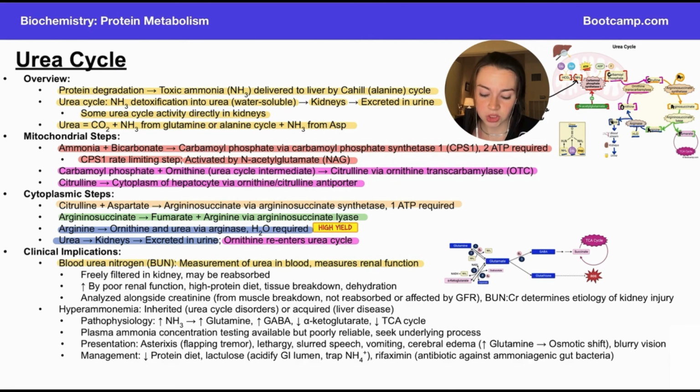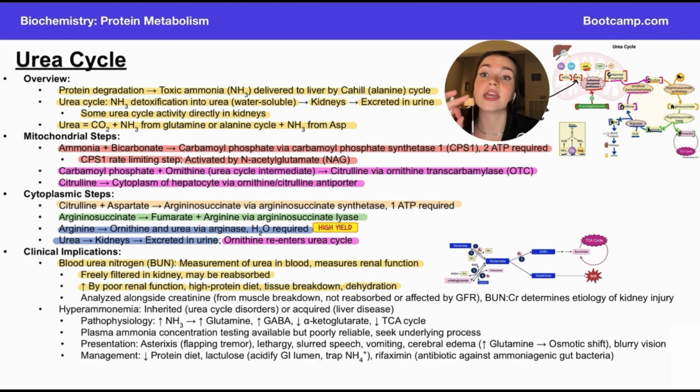Urea is freely filtered in the kidney. It can also be reabsorbed in small amounts. And so BUN is going to be elevated when the kidney is not working and not doing its job. Other causes of elevated BUN can include a high protein diet or tissue breakdown. In either case, you are getting an increased breakdown of amino acids, either because you're eating so many amino acids or because you are actively breaking down muscle tissue. And then dehydration is a very common cause of elevated BUN because your kidneys hate to be thirsty.